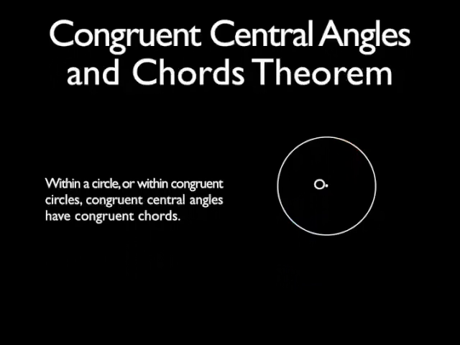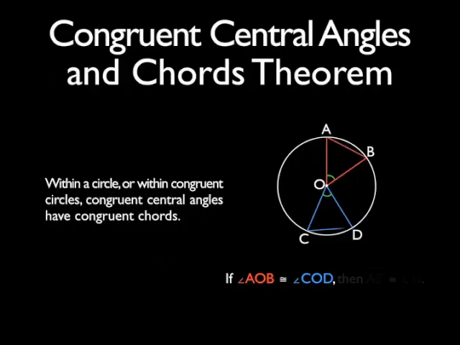Our next theorem is the congruent central angles and chords theorem. This says within a circle or within congruent circles, obviously the radii need to be congruent, congruent central angles have congruent chords. So if we look at a figure here, that says that if angle AOB is congruent to angle COD, then segment AB has to be congruent to segment CD.